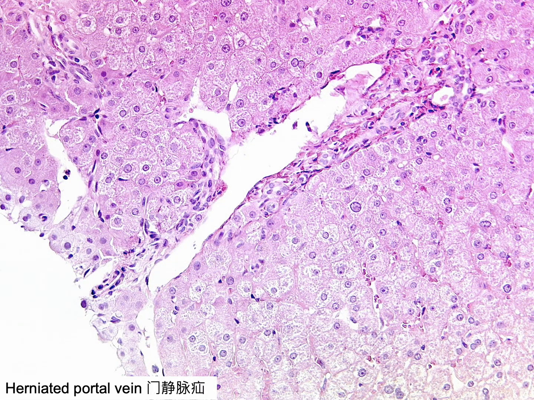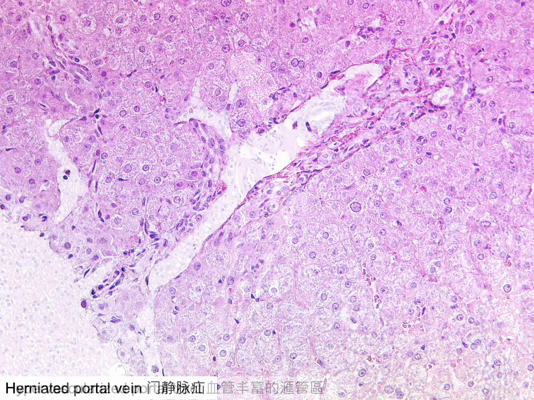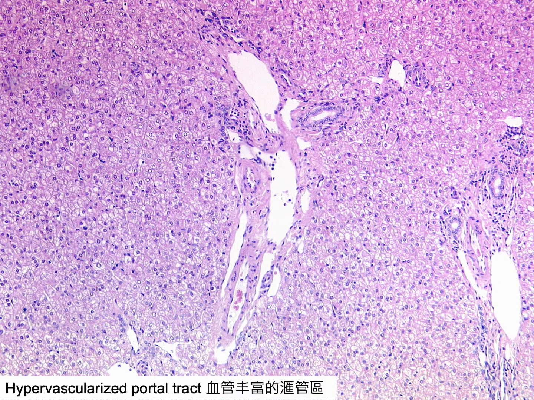A herniated portal vein refers to a portal vein from the portal tract that directly abuts the periportal parenchyma. In the literature, it has also been known by terms such as hepatoportal sclerosis, aberrant vessels, and shunt vessels. A hypervascularized portal tract is characterized by the presence of multiple vascular profiles with thin walls and lumens of varying calibers. It is also referred to as fragmentation of portal vein radicals, portal tract angiomatosis, angiomatoid lesion, or angiomatous transformation of the portal tract.